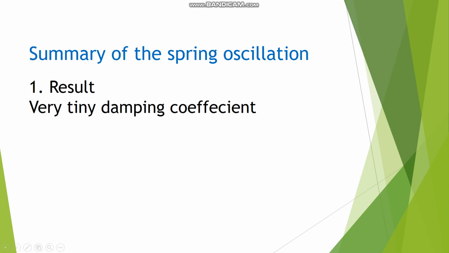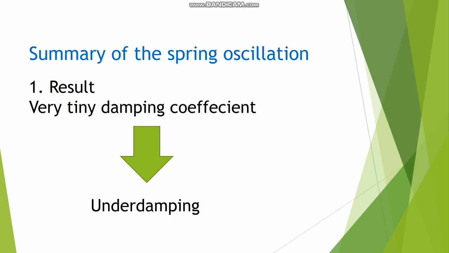And I'll do a summary. First, I want to talk about my result. We've found that every spring has a very tiny damping coefficient, and the error is considerable, so we can see that the spring will behave like an underdamped motion.